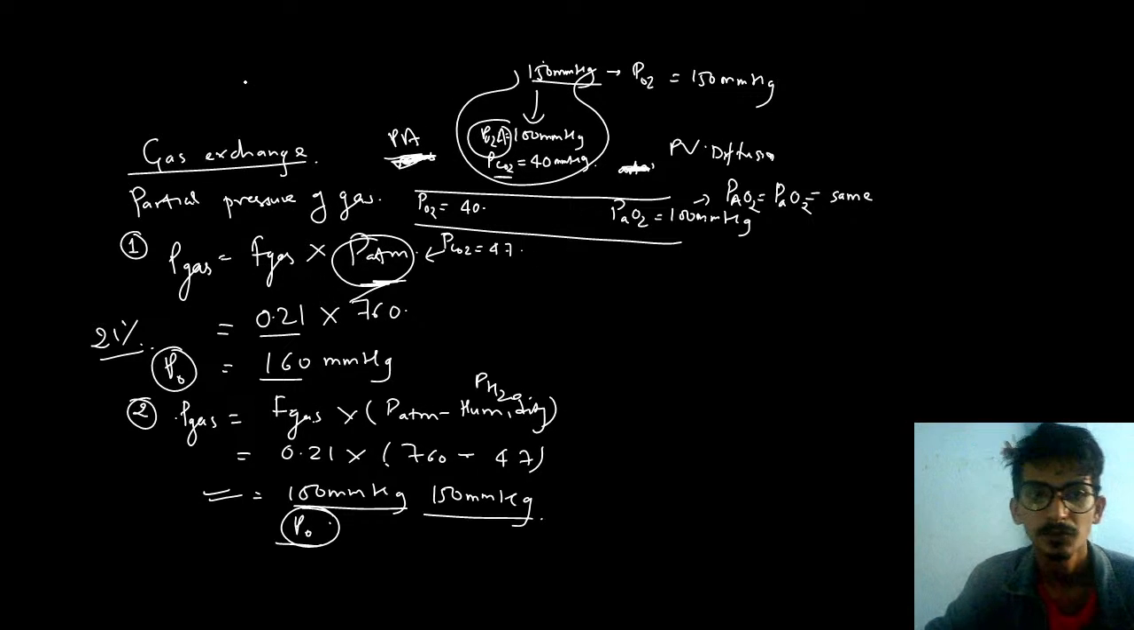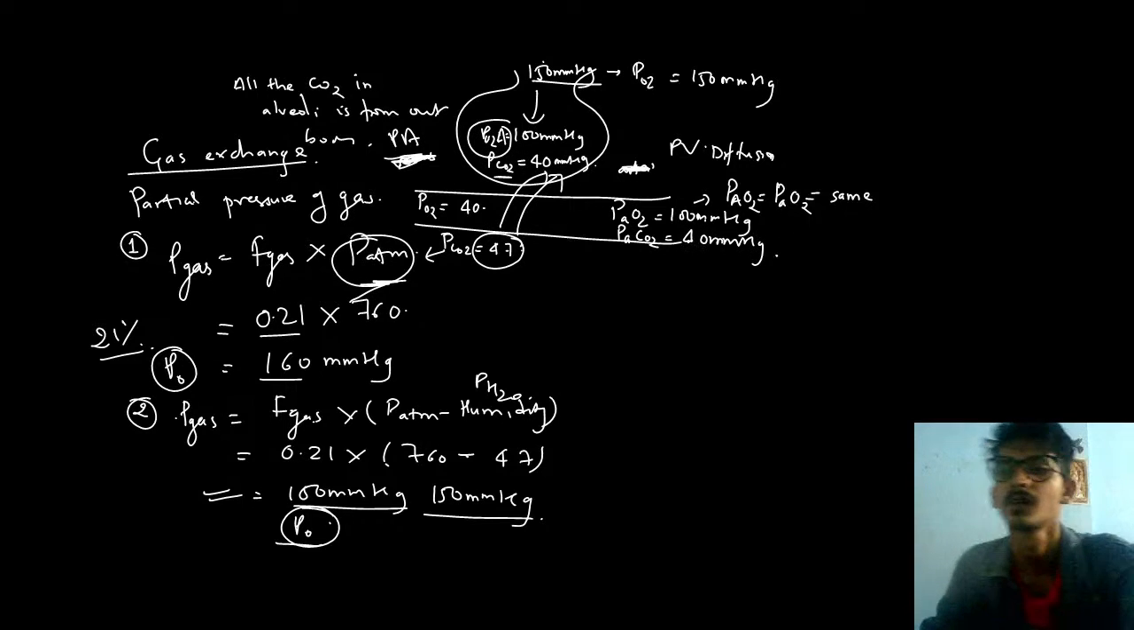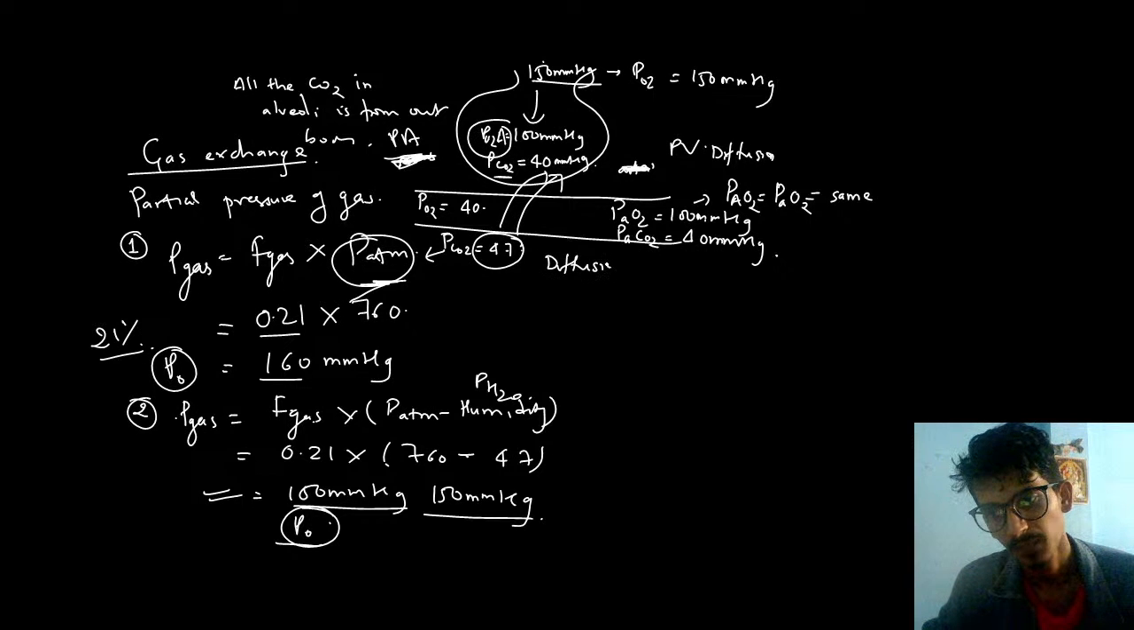We also need to remember that all the carbon dioxide in the alveoli is from our own body. Okay. So the partial pressure of carbon dioxide is 47. It diffuses outward, so the partial pressure of carbon dioxide at the arterial site becomes 40 mmHg. So this is how the diffusion in our alveoli occurs.